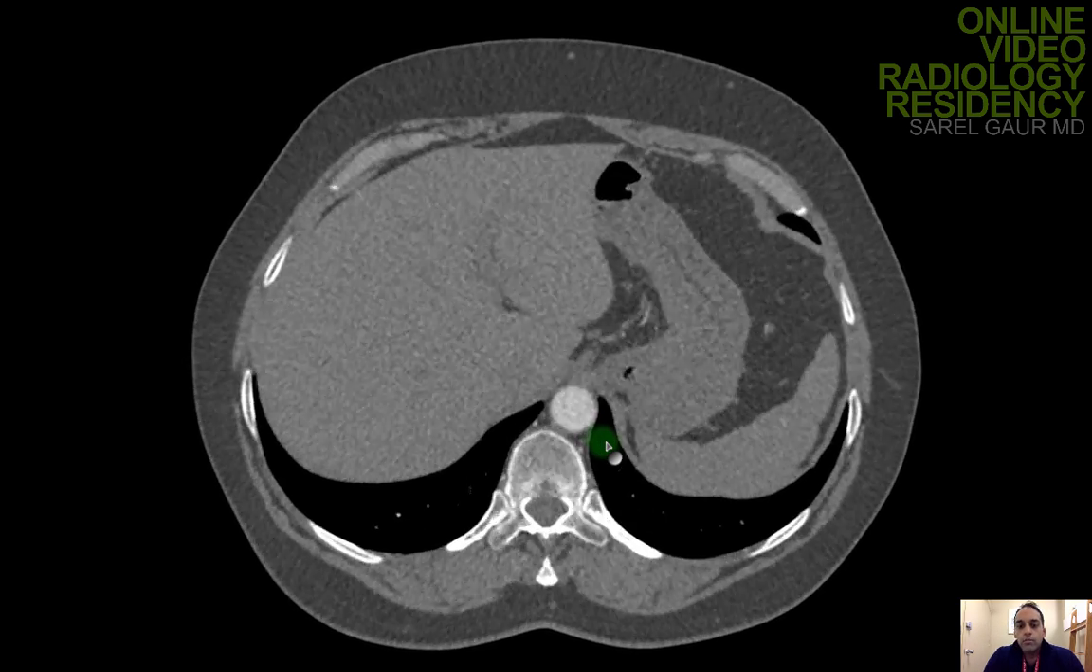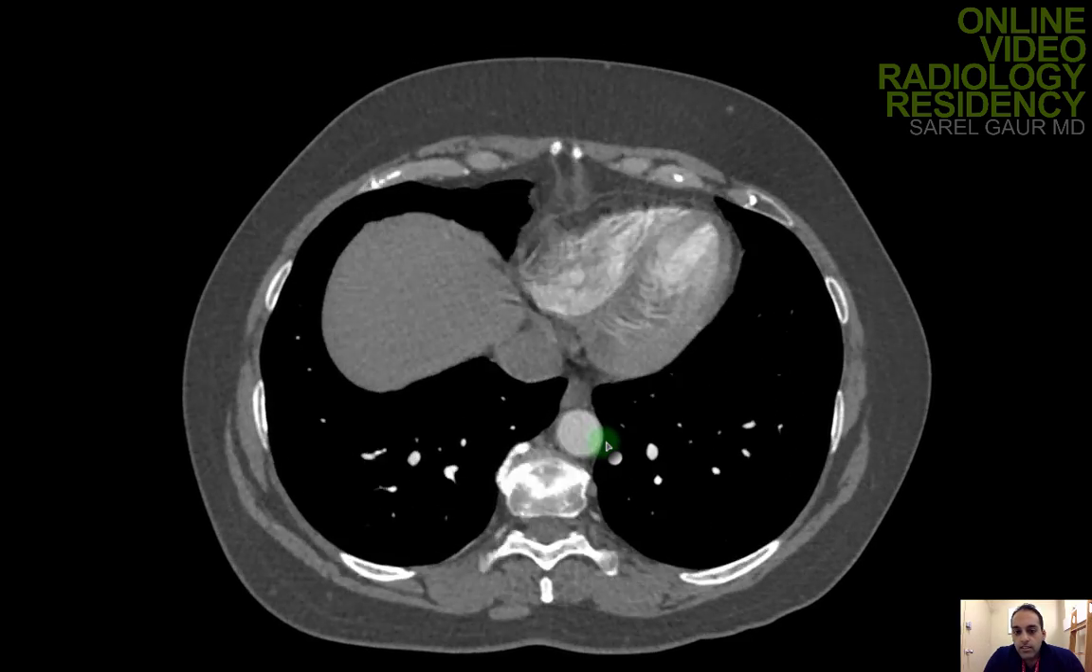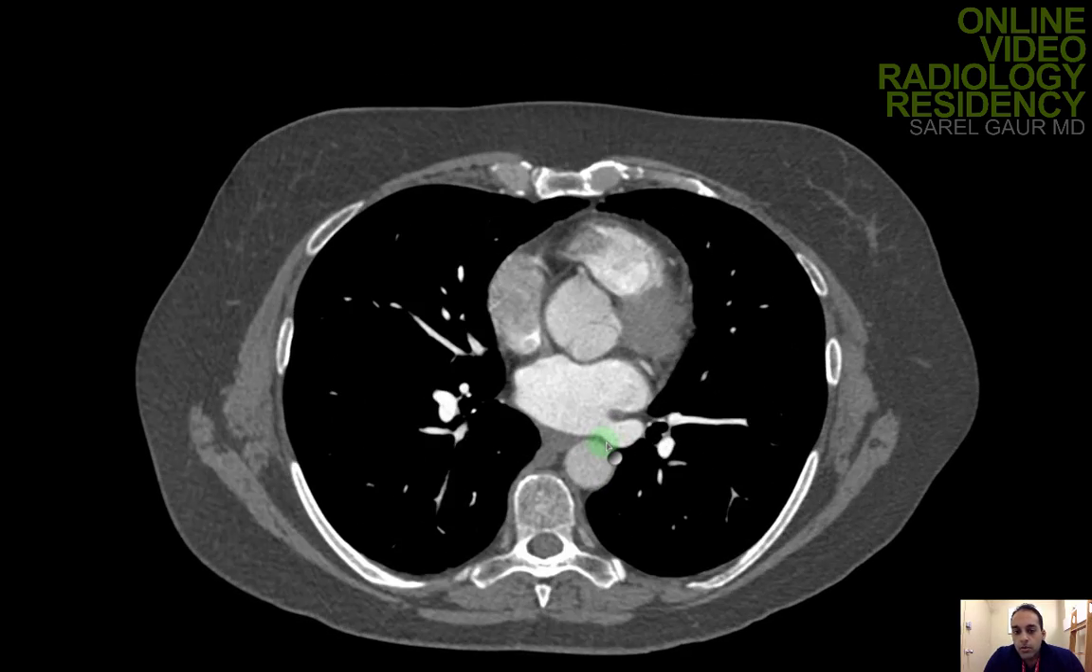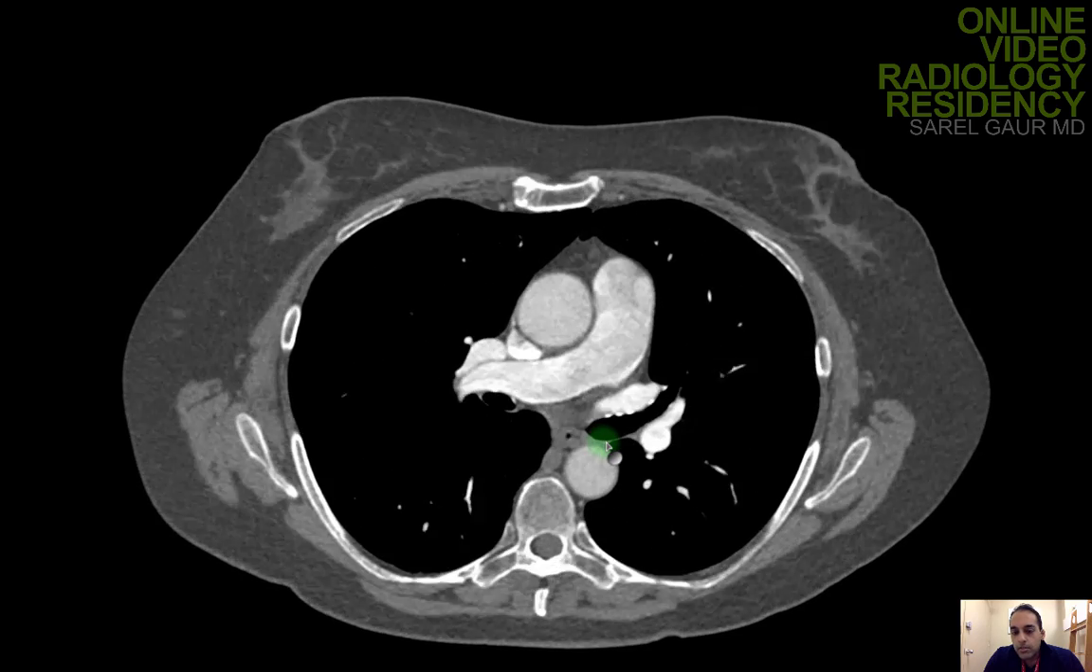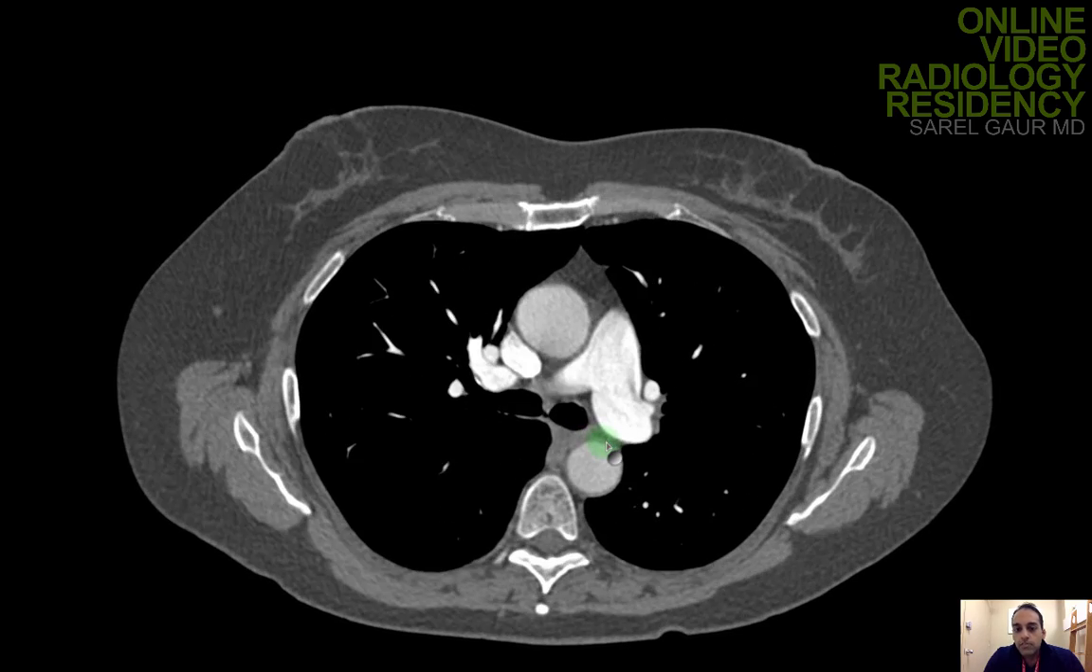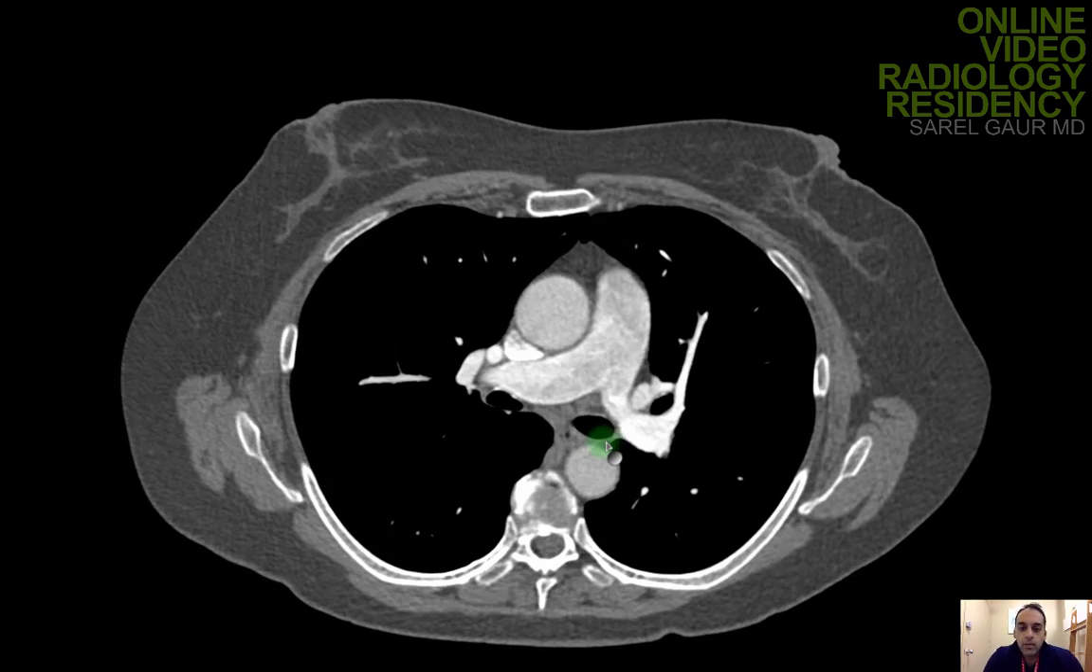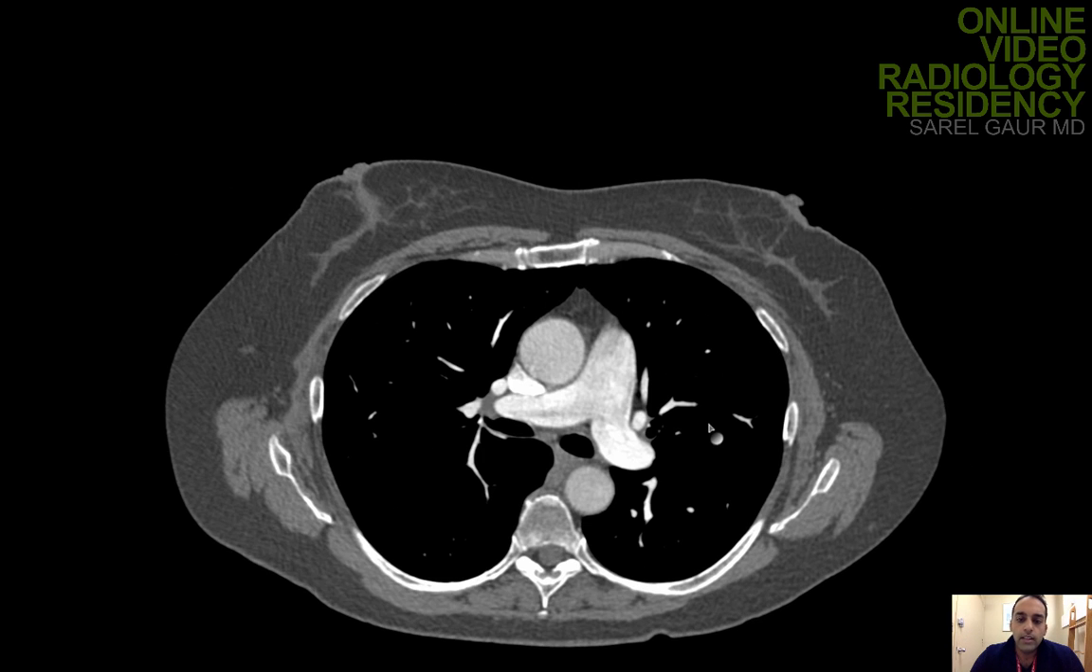So basically we have a negative study, and basically went through step by step, went through each lobe and each pulmonary arterial segment and looked for thrombus. So you can safely say that there's no pulmonary embolism in this patient. So that's a negative case.